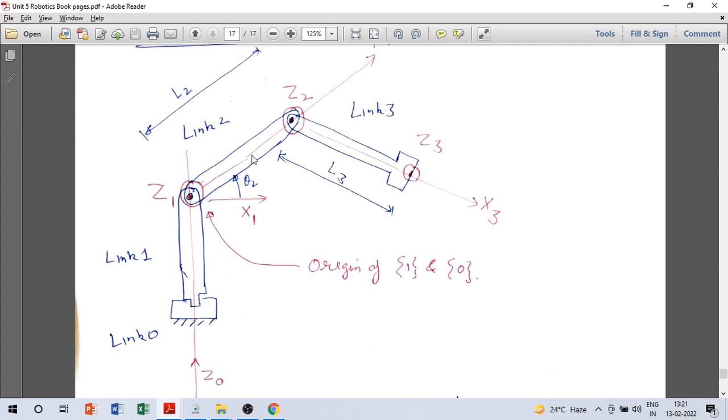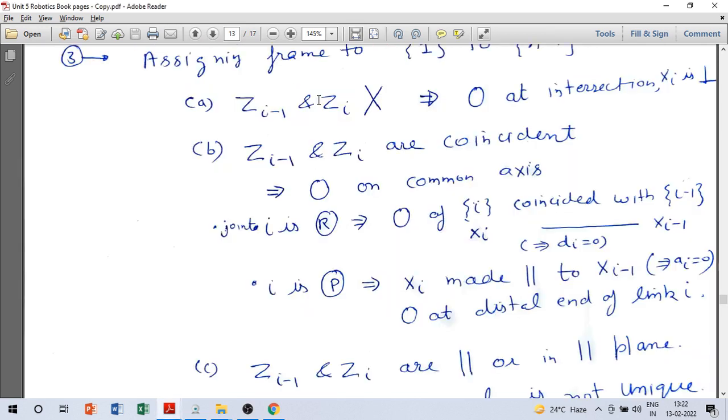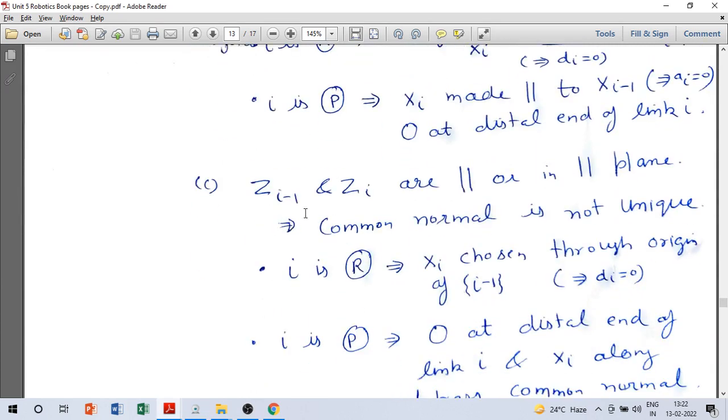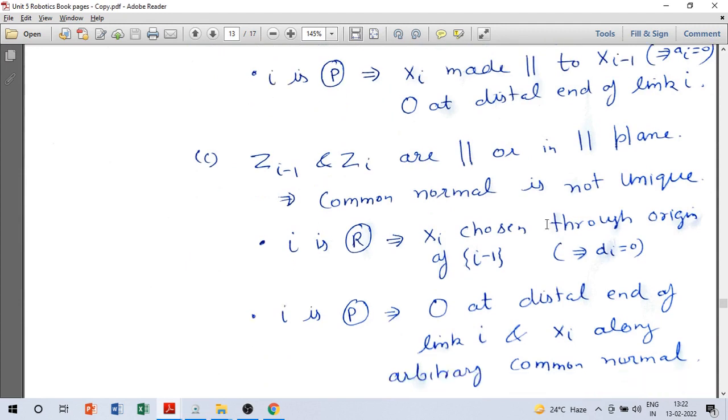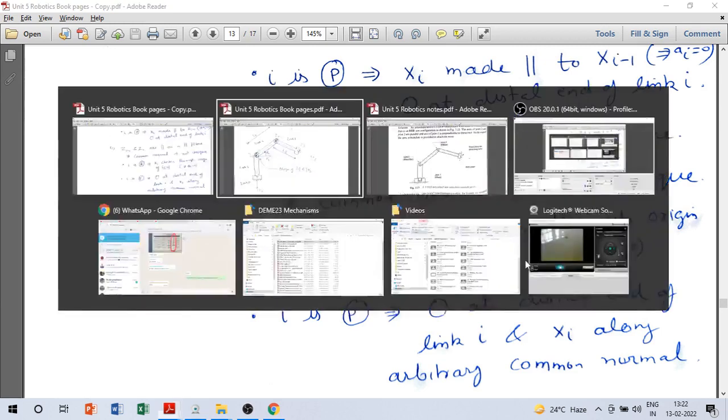Now for link 2, we have z1 and z2 parallel to each other. If z1 and z2 are parallel, then the common normal will be along this, but there is no unique common normal. See, if z(i-1) and zi are parallel, then the common normal is not unique. And if joint i is revolute, then xi is chosen through the origin of frame i-1.